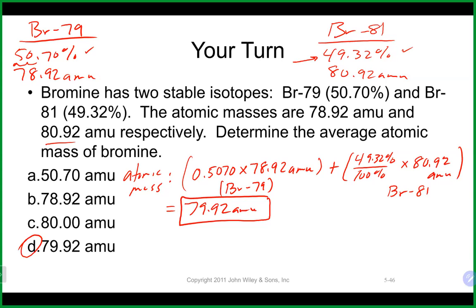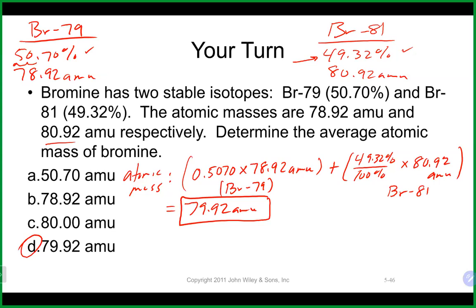Any questions on that? No? Good? Yep. So it is important to remember that although we do use these as atomic masses, they are the average atomic masses of the naturally occurring isotopes. You would never, in this particular case, find a bromine that has a mass of 79.92. You would either find the bromine 79 isotope that has a mass of 78.92, or you would find bromine 81 that would have a mass of 80.92.